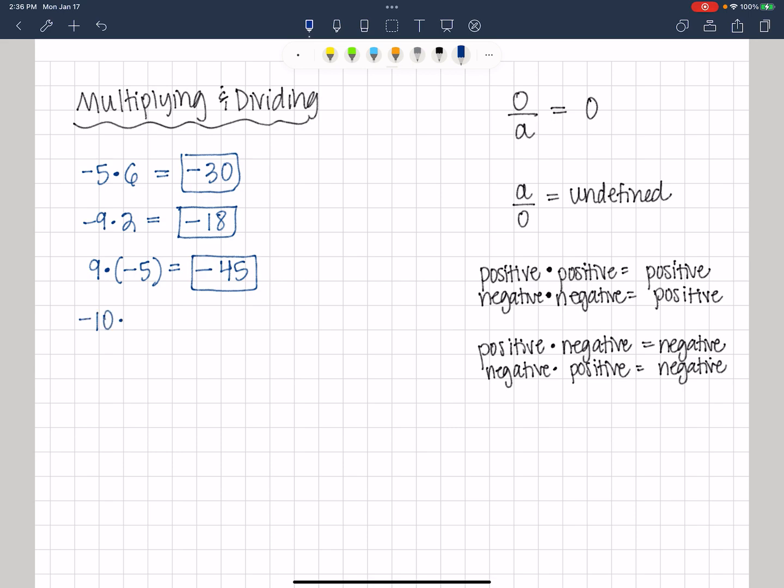Negative 10 times negative 11. Negative times a negative is a positive. 10 times 11 is 110. And some people will just write this as 110, which is also correct. Negative 12 times negative 10 is a negative times a negative, and a negative times a negative is a positive. 12 times 10 is 120. Positive 120.